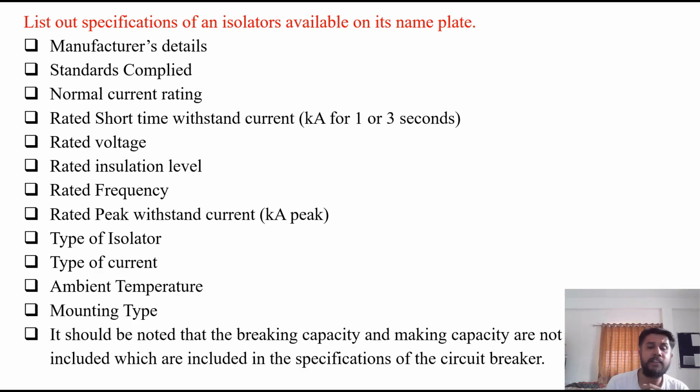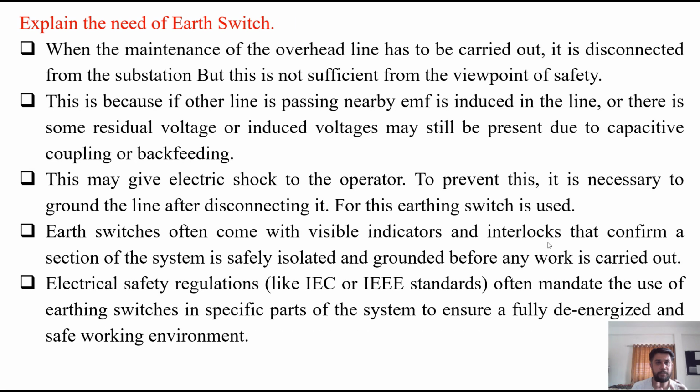It should be noted that the breaking capacity and making capacity are not included because they are specifications of circuit breakers, and an isolator is a no load switch. So at no load, no making and breaking capacities are required, so they are not mentioned in the specification list of an isolator. Explain the need of earth switch.